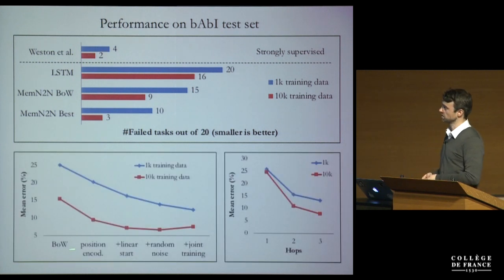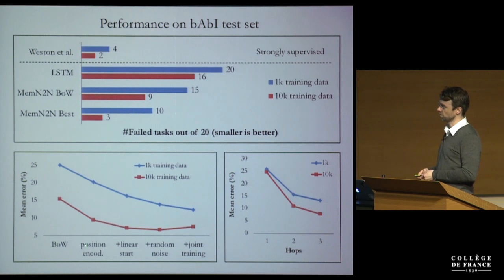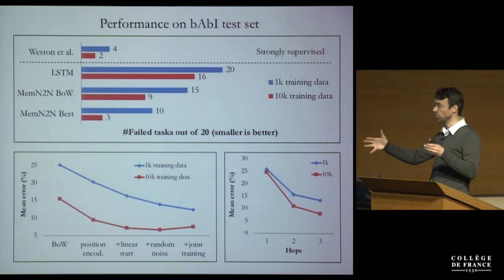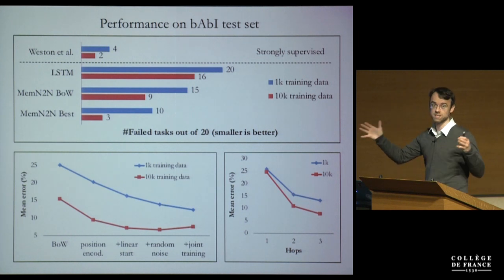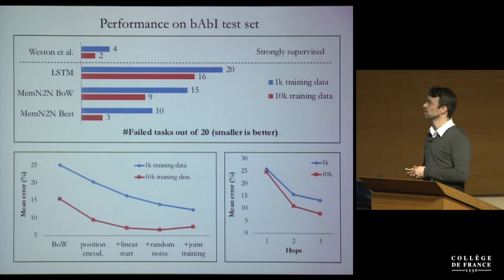Just to show a few more details, these are the various refinements. You can put in some positional encoding, that encodes some kind of ordering. There are various tricks you can do with adding noise in the model, and then also if you train across all 20 tasks simultaneously, that also ends up helping, at least if you have a smaller data set. And so you can see all these things reduce your average error across the different tasks.